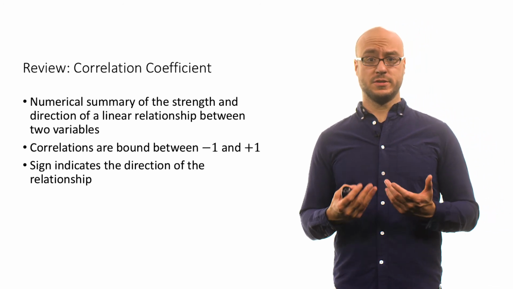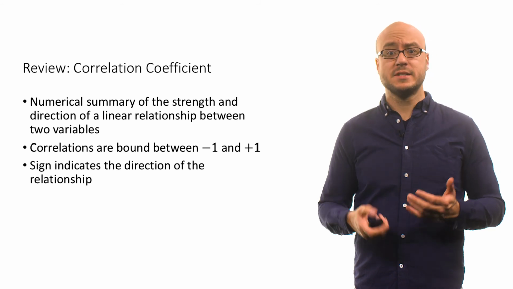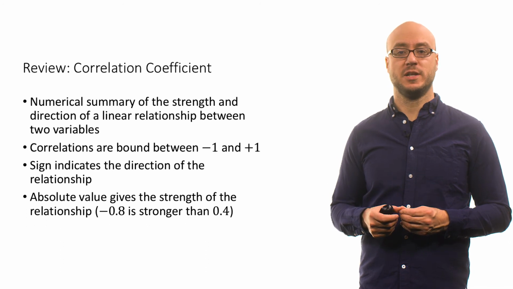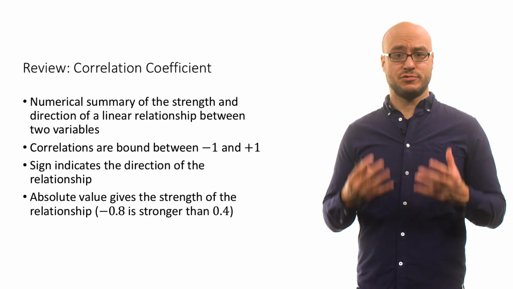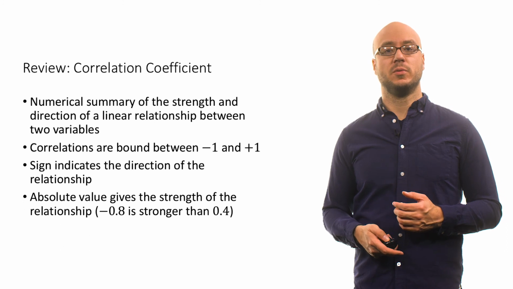If the correlation is 0 or near 0, then we'd say the relationship is quite small and there really isn't much of a linear relationship. The absolute value gives the strength of the relationship. So negative 0.8 has an absolute value of 0.8. The strength of that linear relationship is stronger than positive 0.4. And with that, we've covered the basics of the correlation coefficient, the sample covariance, and the population correlation coefficient, and we're ready to talk about how to make inferences with correlation.